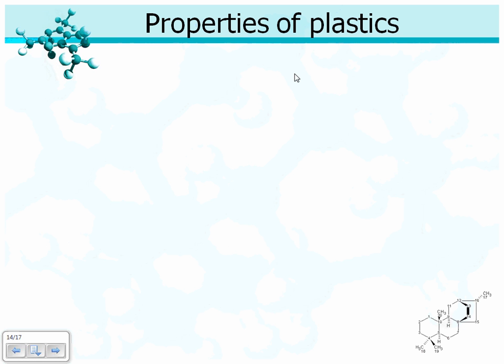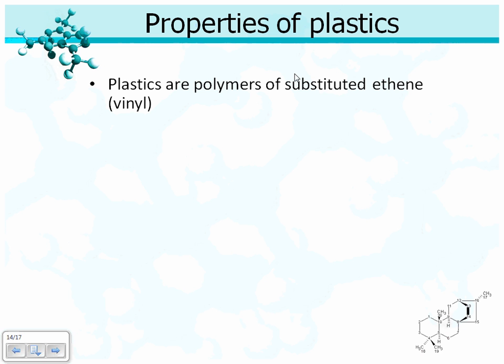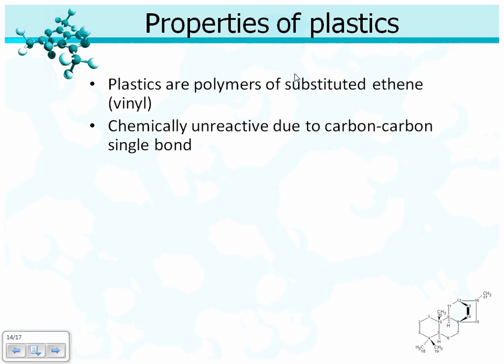All right, so some properties of plastics really quickly. Plastics are polymers of substituted ethene. So if we change our substituent group, we get different types of plastics. They're chemically unreactive because once we've made that polymer, we have those carbon-carbon single bonds on a big long chain. And we know that if you just have an alkane, it's very nonpolar, very unreactive, so the same thing happens with plastics. So they're used for containers for chemicals and foods, etc. Again, because they're unreactive and they're not going to react with anything that's being stored in them.